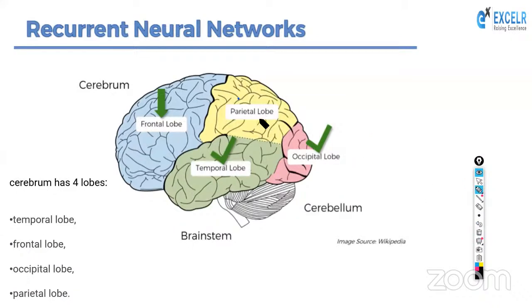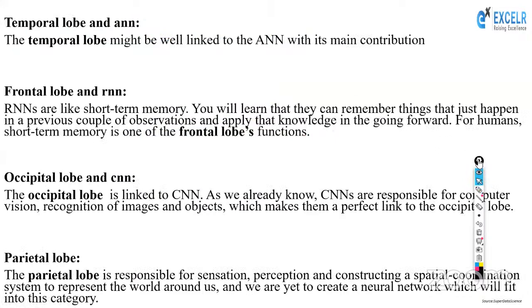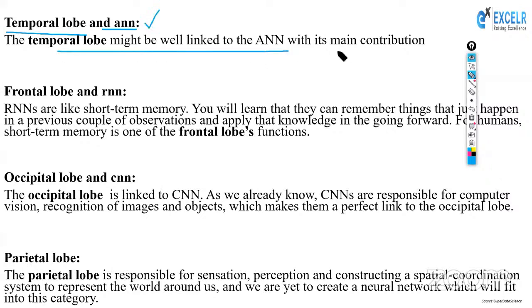This part is till date unexplored. The reason is, let me tell you. So first of all, let's see this particular thing. As I told you, the temporal lobe and ANN functionality is the same. So the temporal lobe might be linked with the ANN with its main contribution, because both take a huge amount of past data to decide what decision to be taken in the future.